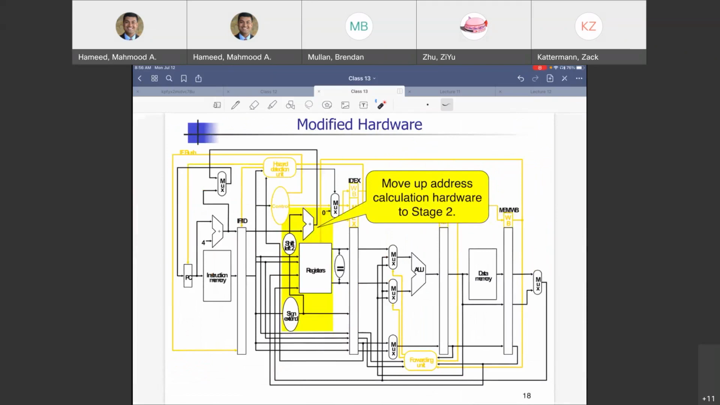You are moving up the branch evaluation, but alongside that, you also have to move up the calculation of the branch address ahead of time. It was earlier over here in stage 3. Now we are moving that into stage 2. So we have two things over here. The comparator came in, and the branch address calculation moved up from stage 3 to stage 2, from the execute stage to the register access stage.